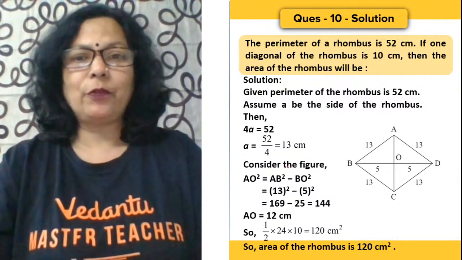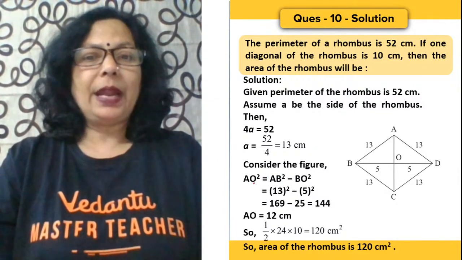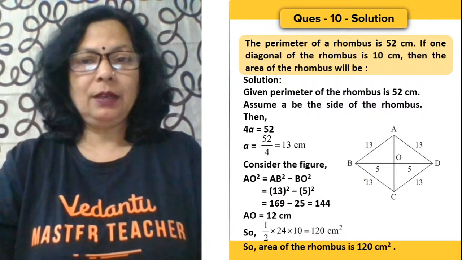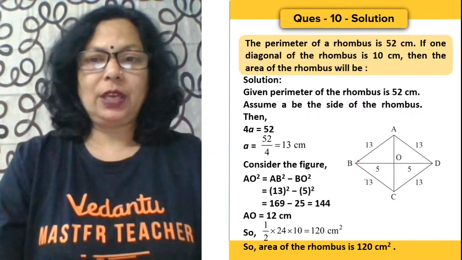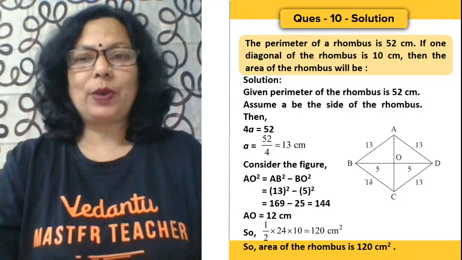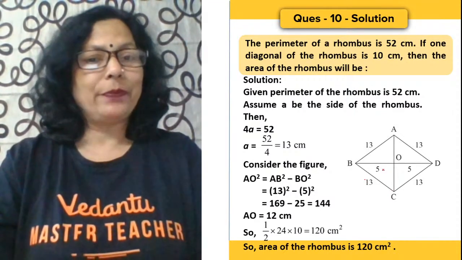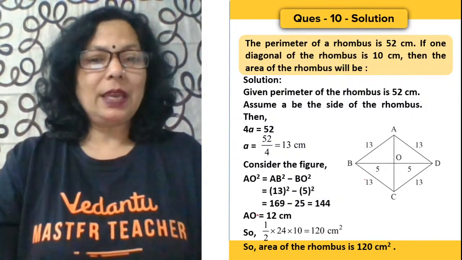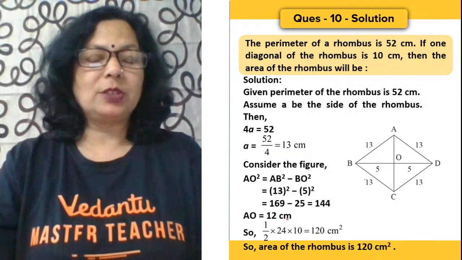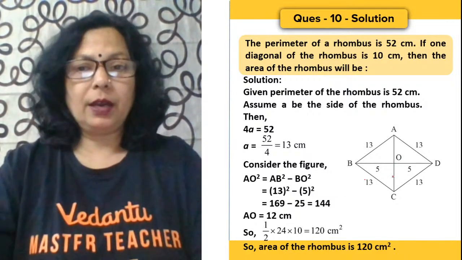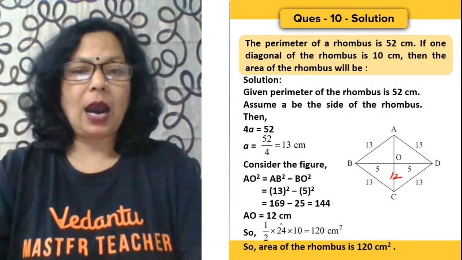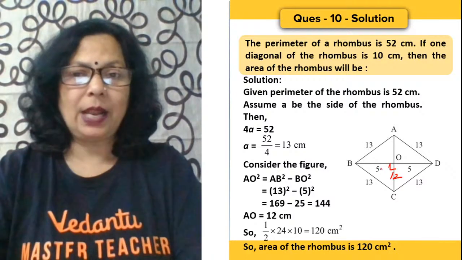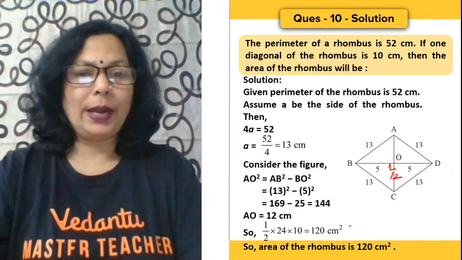See how it is done for you. Each side is 13 centimeters and AO square is equal to AB square minus OB square. If this is 13 each side, one diagonal is 10. So you can find out OC square is 13 square minus 5 square. Pythagoras theorem. 169 minus 25, 144. That means AO is square root of 144, that is 12. And if this is 12, what will be the area? Half the base. Suppose this is the base in this triangle BOC, 12 into height 5.